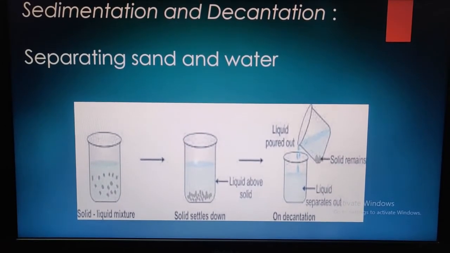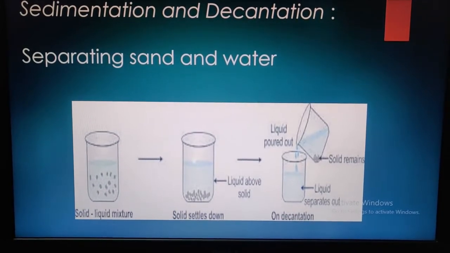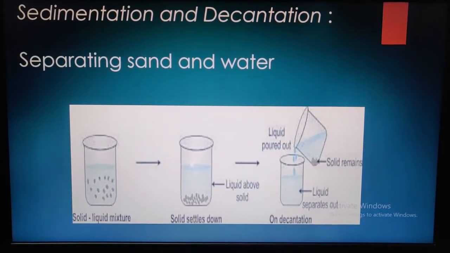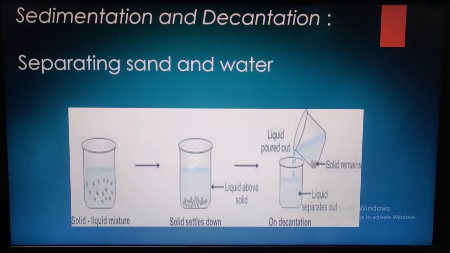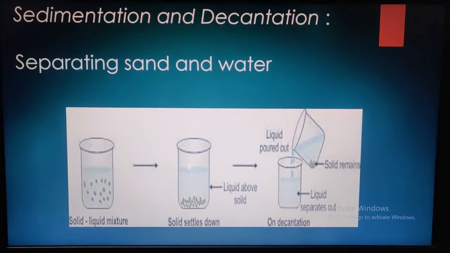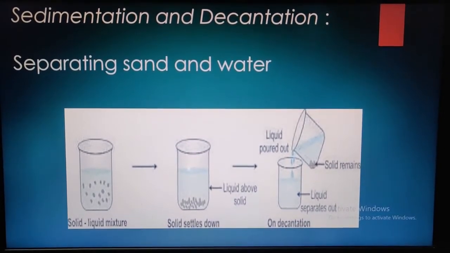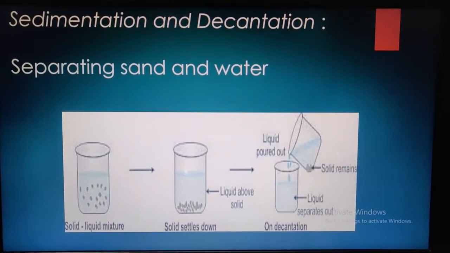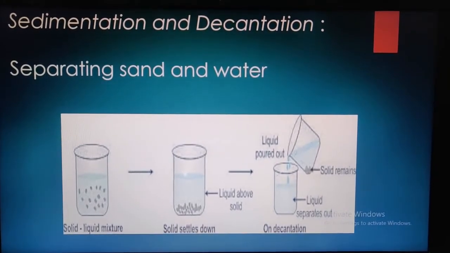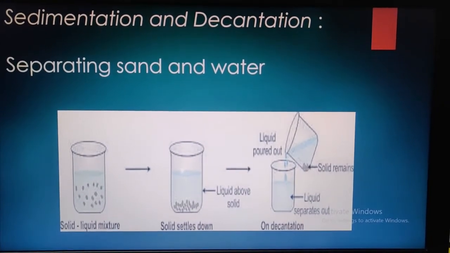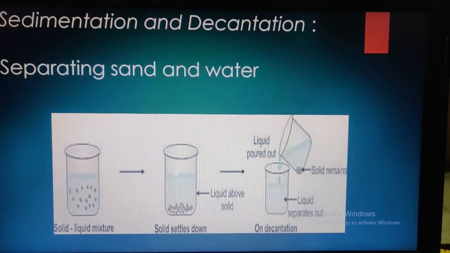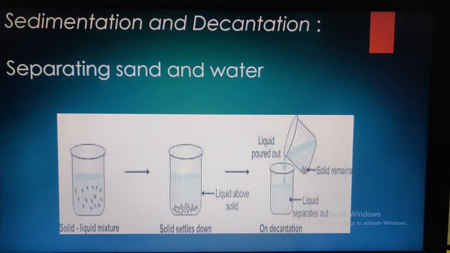So this is sedimentation and decantation. For example, separating sand and water. Sand does not mix with water. So to separate a mixture of insoluble solid from liquid, we can use sedimentation and decantation. In this process, first we have to allow the mixture to stand for some time. When all the sand particles settle at the bottom, we go for decantation. Decantation means we pour out the liquid. We do that slowly so that the solid particles do not get disturbed.